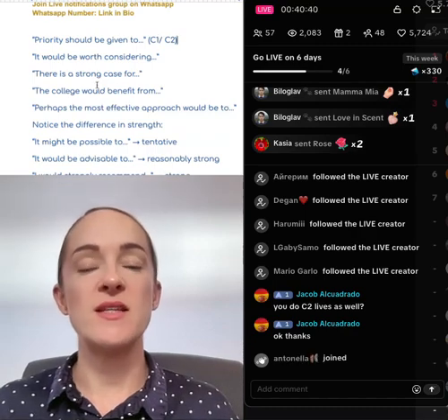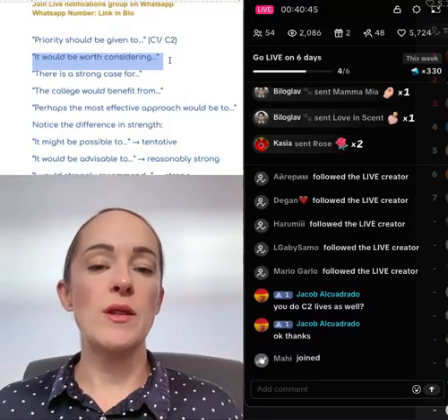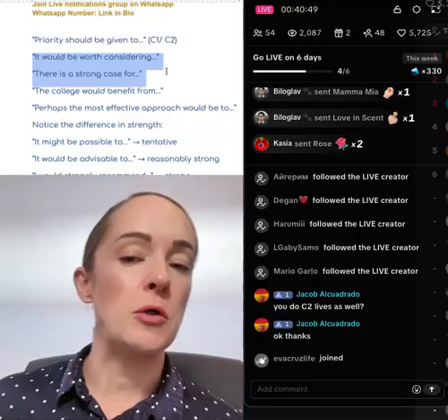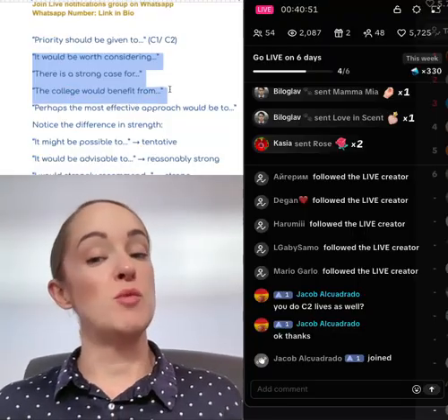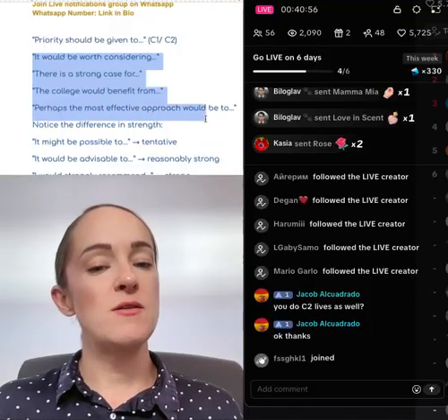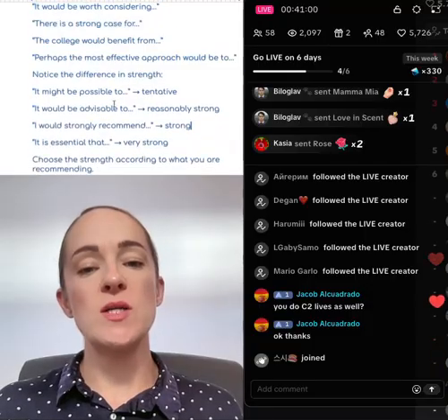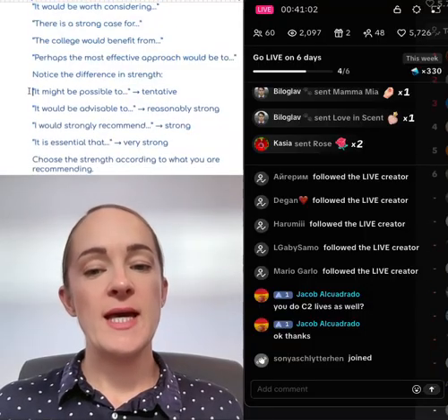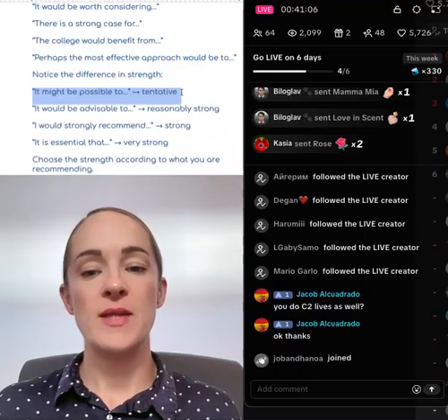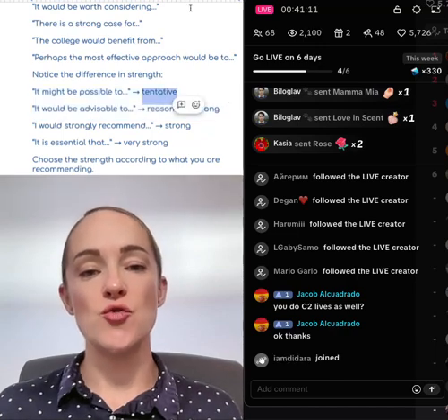Okay, so it depends on the expression. There's a lot of C2 stuff in here. It would be worth considering. There is a strong case for. The college would benefit from. Perhaps the most effective approach would be to. Yeah, so notice the difference in strength. It might be possible to is quite tentative. It would be possible to is reasonably strong.